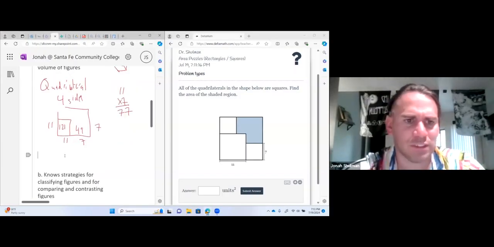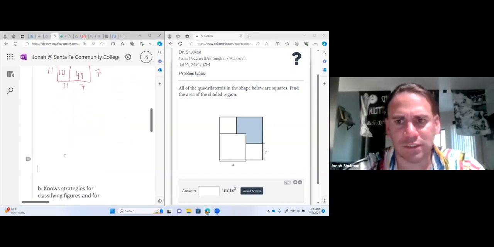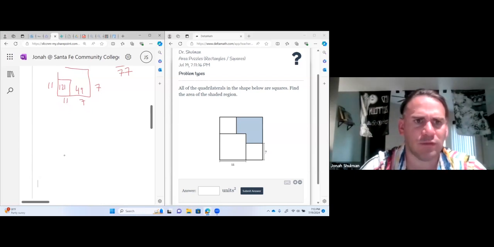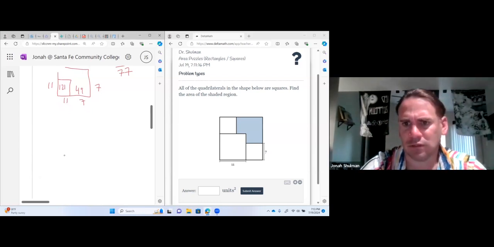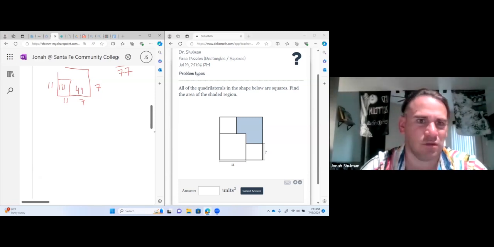So there's a few ways we can do this one, nothing too crazy about it, but we can think about it as 11 times 7. So this is 18 by 18, but I see that this box is just the same as this one. So if we want to think of it as the whole piece is 18 by 18.